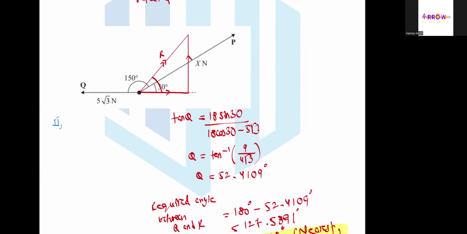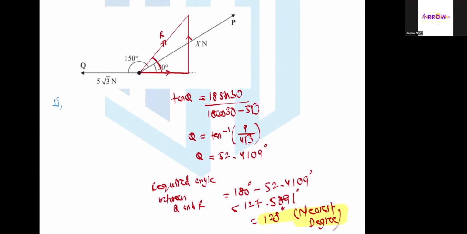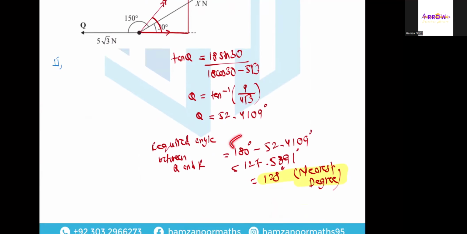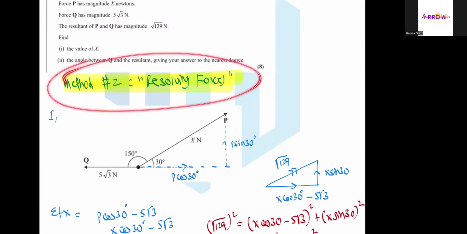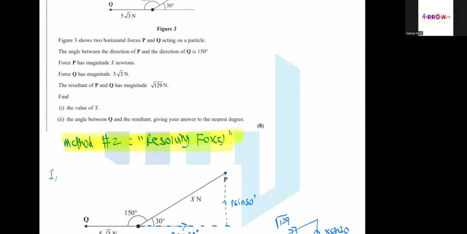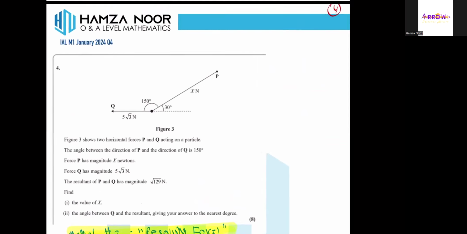52.4109 degrees. And therefore the required angle, which is between Q and R, will be the obtuse angle, meaning 180 degrees minus this acute angle. Okay, so 180 minus this acute angle is 127.5891, which is 128 degrees correct to the nearest degree. So this was the alternative method which I was explaining over here, approach number two, method number two. In this way, we have attempted this question, January 2024, question number 4.